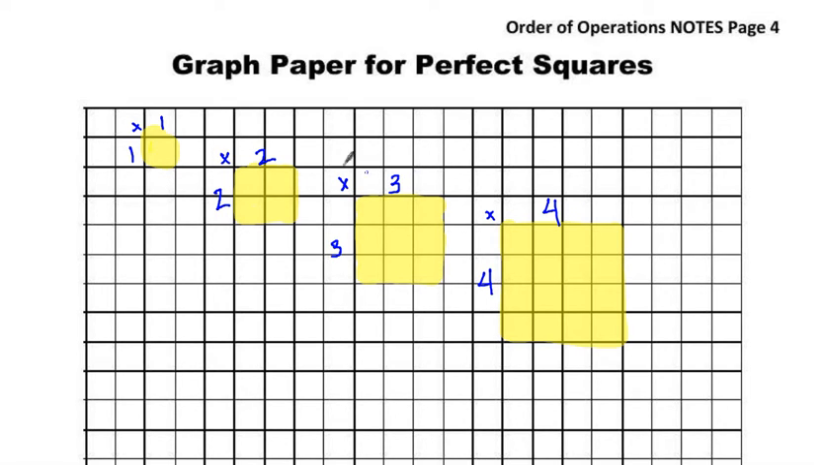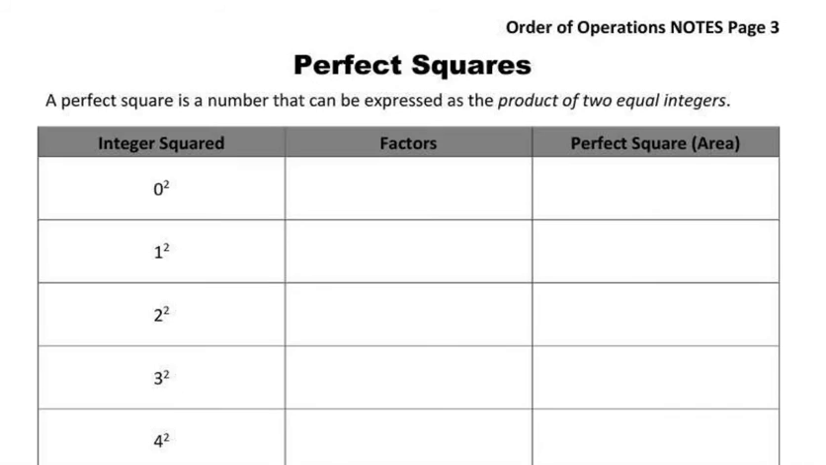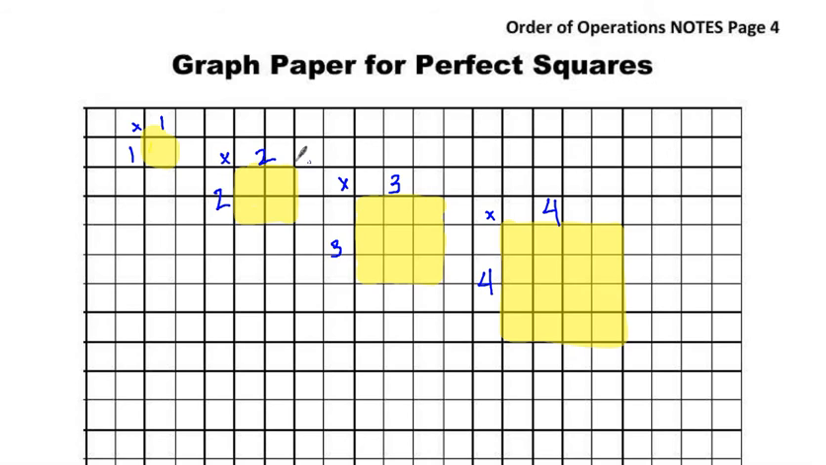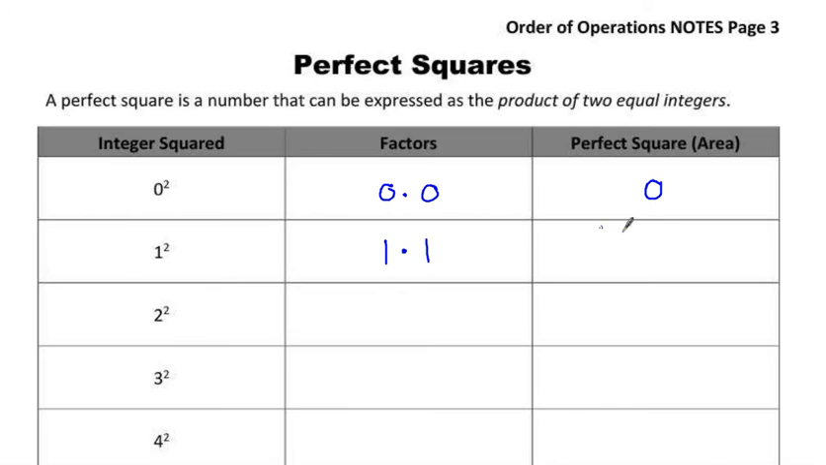Now, how does that translate to our perfect squares? Well, let's look back at page 3. So if we do the factors, 0 squared is just going to be 0 times 0, which is equal to 0. There's no square there. Now, if we do 1 squared, that's going to be 1 times 1. If we look back at our picture from page 4, 1 by 1 gave me a perfect square made up of 1 square. So 1 times 1 is 1. So the perfect square, or the area for that one, is 1.